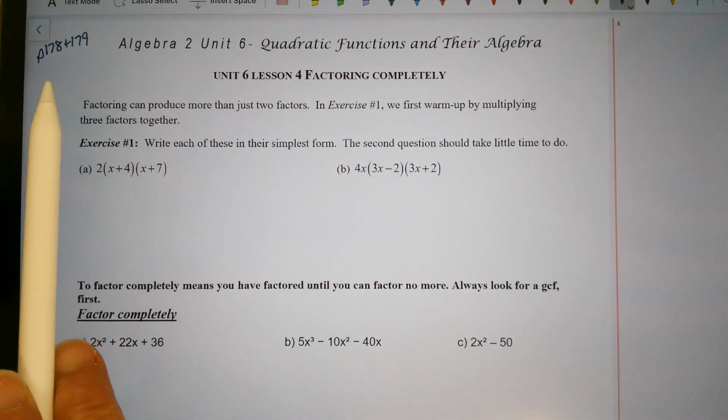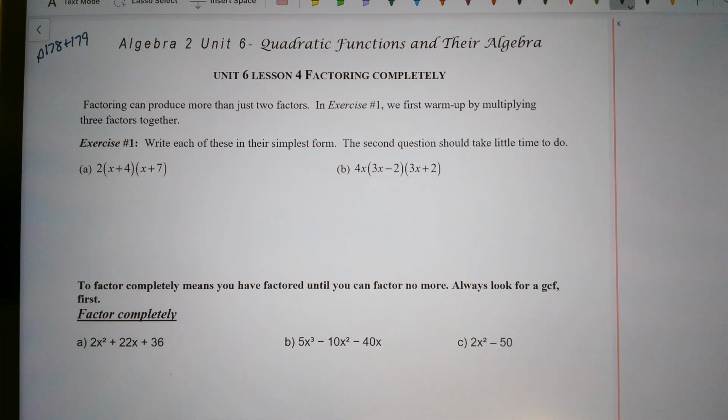Today we're on pages 178 and 179 of our textbook. Lesson 4, Factoring Completely. Factoring can produce more than just two factors.